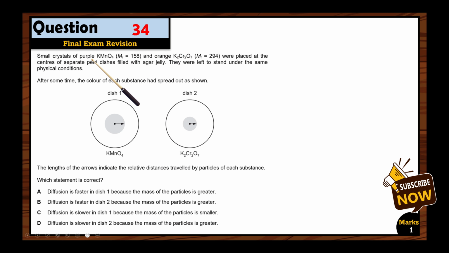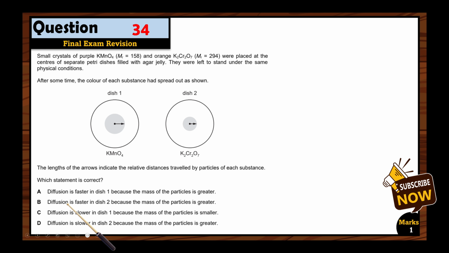Question number 34. Small crystals of purple KMnO4 and orange K2Cr2O7 were placed at the center of separate petri dishes filled with agar jelly. They were left to stand under the same physical conditions. After some time, the color of each substance has spread out as shown. So in dish 1, KMnO4 has spread more, whereas K2Cr2O7 has spread less. The length of the arrow indicates the relative distance traveled by the particles of each substance. Which statement is correct? So you can simply see from here that KMnO4 has a lower mass, right? That's why it is diffusing more quickly, and it has covered more distance compared to K2Cr2O7.